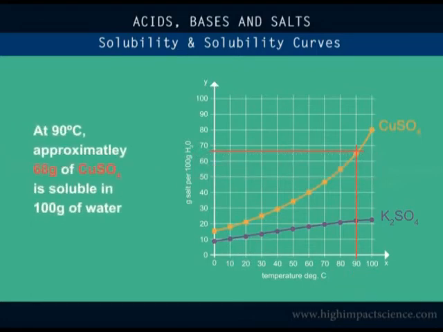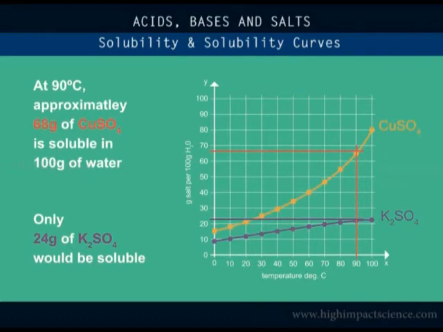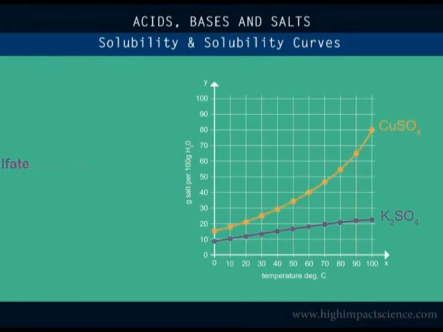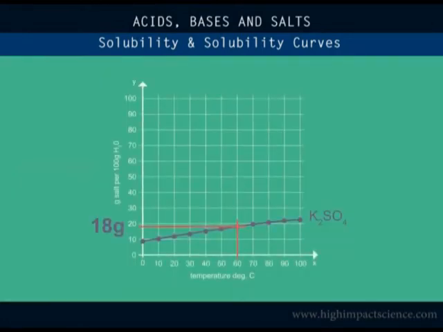At 90 degrees Celsius, approximately 68 grams of copper-2 sulfate is soluble in 100 grams of water. To compare, at the same temperature, only 24 grams of potassium sulfate would dissolve in 100 grams of water. Using the same graph, try and find the solubility of potassium sulfate at 60 degrees Celsius. The answer is around 18 grams of potassium sulfate per 100 grams of water.